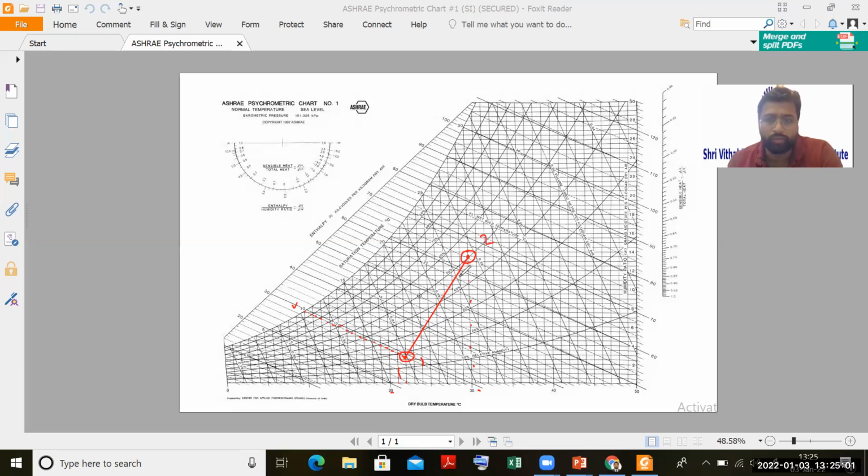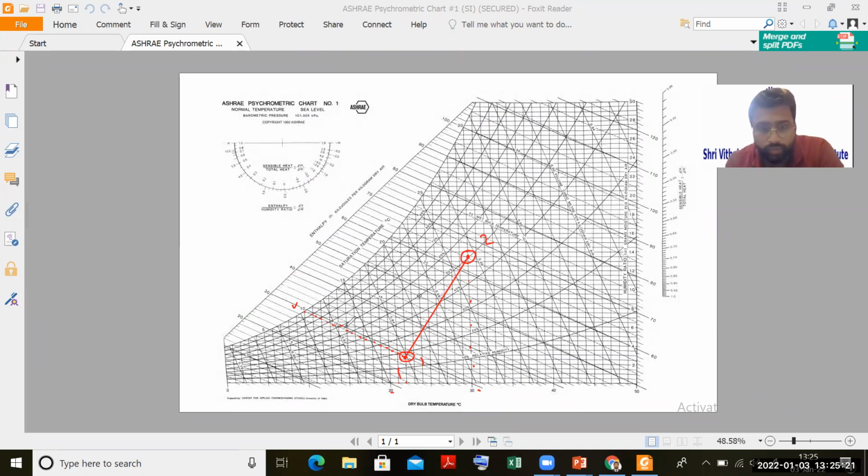Okay. Now how to find out? For that we have to first find out the enthalpy. Then we have to put it in the formula. Then we'll get the value of enthalpy H3. Then we have to plot the H3, and then we have to select its line. Wherever this line of enthalpy will intersect with this mixing line, there we get the point number 3.